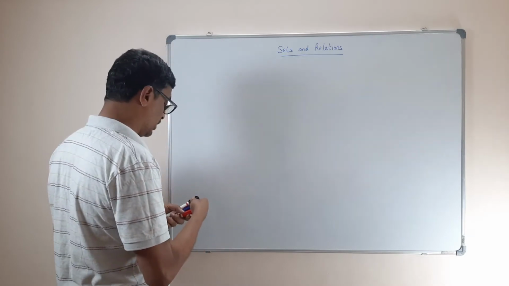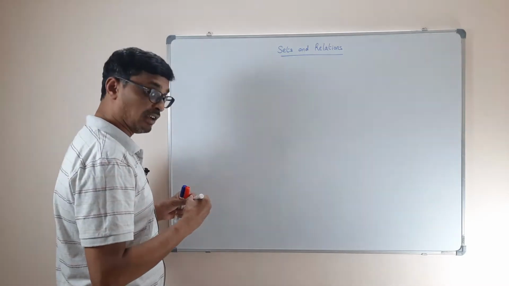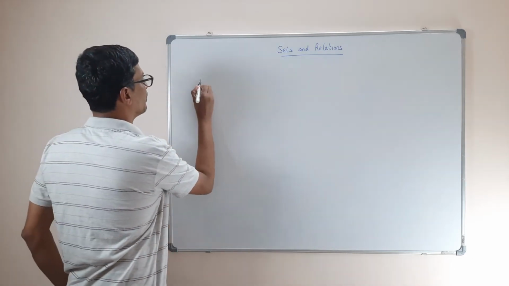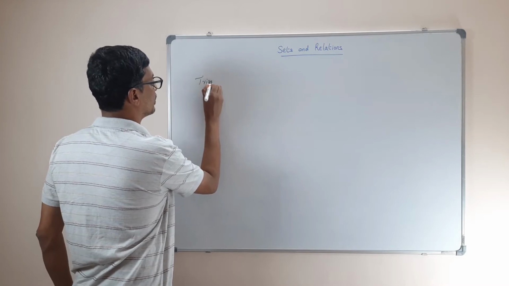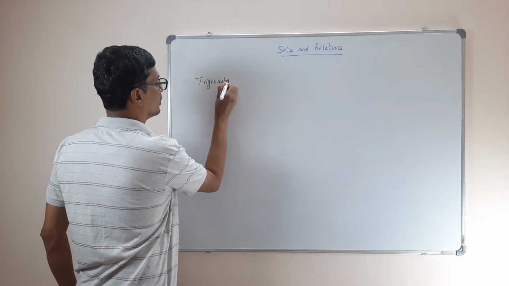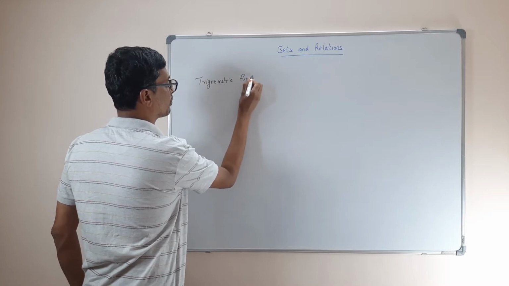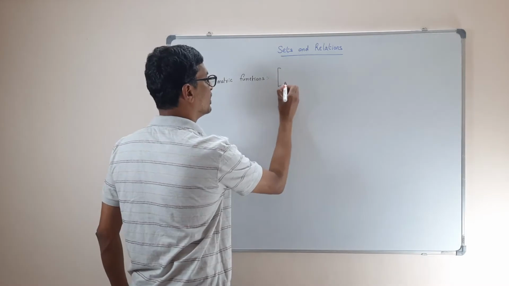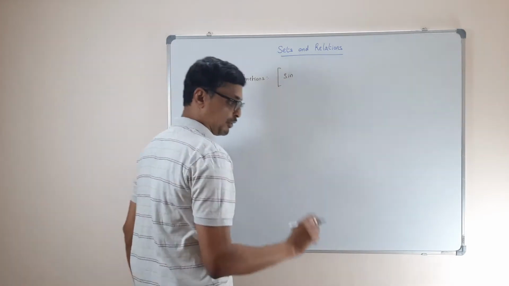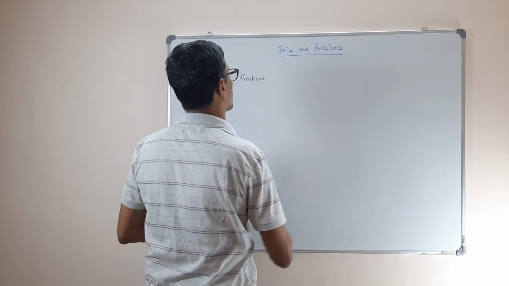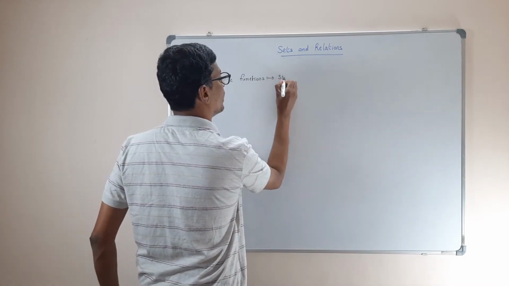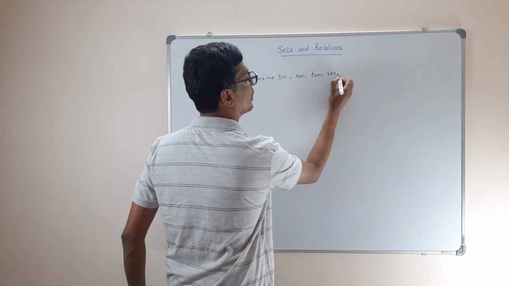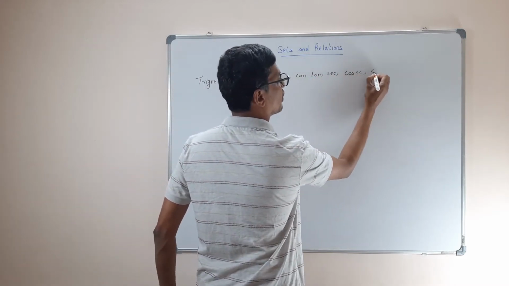For example, let us take an example in mathematics: trigonometric functions. When I write trigonometric functions, is there only one function? There's a collection. What are the trigonometric functions? They are sine, cos, tan, sec, cosec, cot.